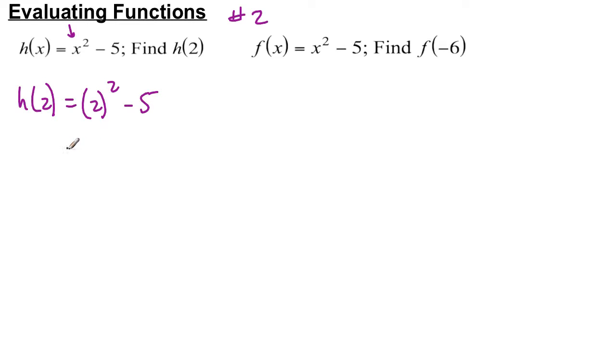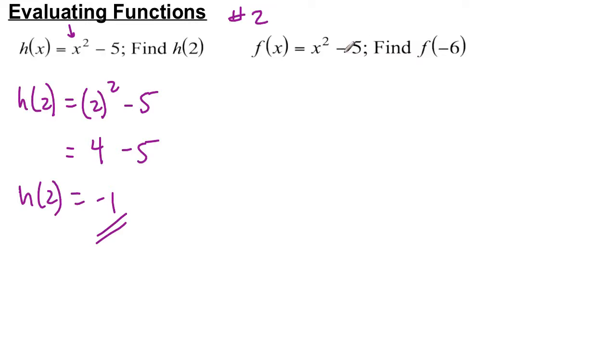Okay, so let's figure this out. 2 squared is 4, minus 5. Cool, and so then we get h of 2 is equal to negative 1. That's our final answer.